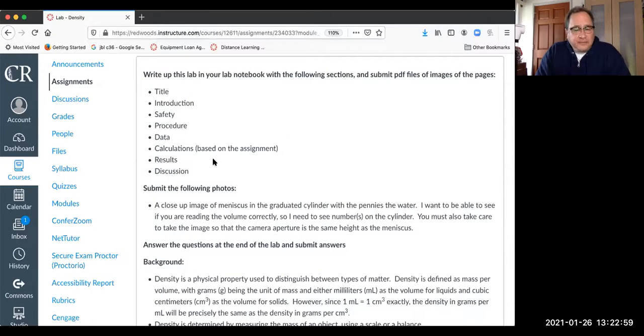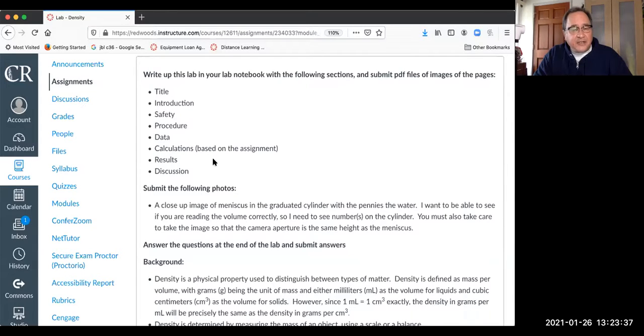So for the title, in my opinion, you should just call it density. For the introduction, you should talk about what density is. So density is mass divided by volume. You should tell us what you're going to be doing, and what you're going to be doing is determining the density of pennies and dimes, and you should tell us how you're going to do that. The answer is you're going to mass the pennies with a scale, and you're going to determine their volume by water displacement and by geometric shape.